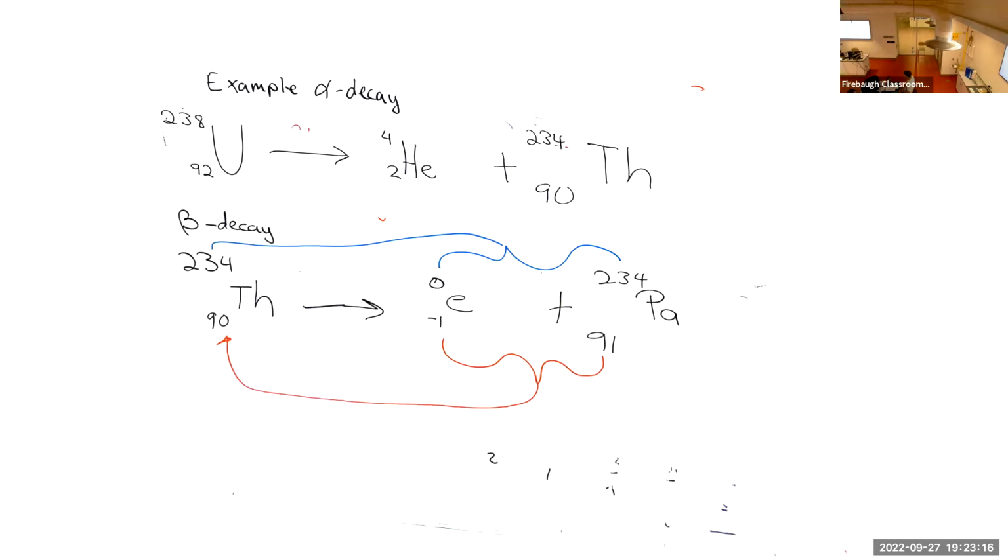Okay, so those are examples. Now, if I said I'm going to have gamma, let's say we have Th with a star in front of it. This basically means it has energy associated with it. Gamma decay would just be this. That's all gamma decay. It doesn't do anything, right? It just releases that gamma ray.